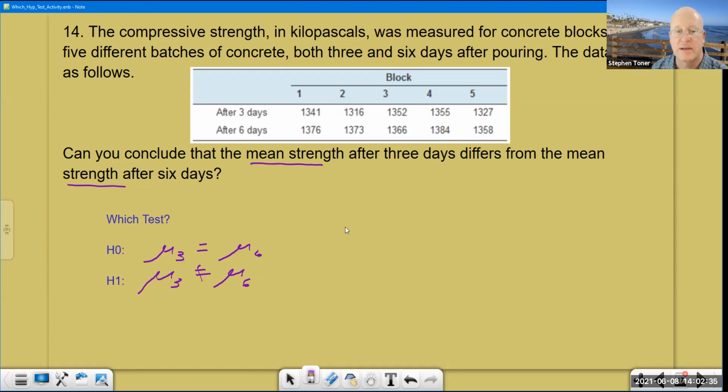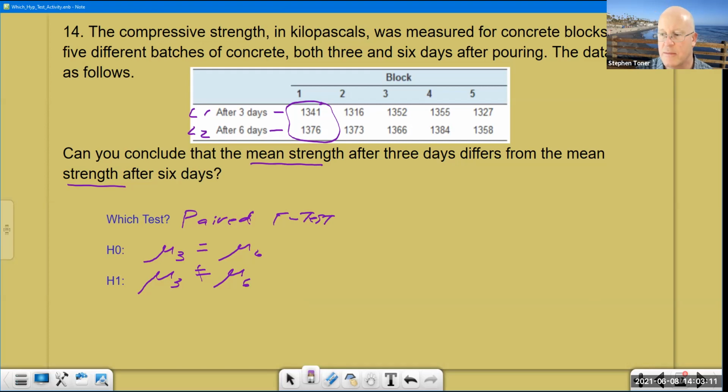Now, which type of test is this? Well, notice how we're dealing with 5 different blocks. Block number 1 is tested 3 days later and 6 days later. They both go with the same block, so they are paired with respect to each other. So this is a paired t-test. We'd probably have list 1 going across and list 2 going across, and we'd have to find list 3 containing the differences.